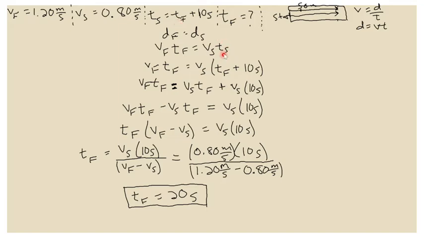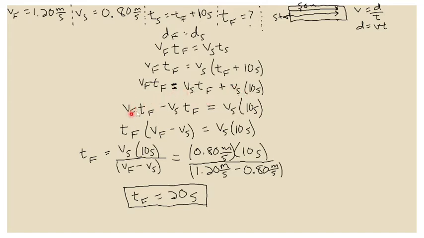So I took out the time for the son and plugged in the equation for the time for the son, which is the time for the father plus 10 seconds. So I have speed of the father times the father's time equals son speed times the whole thing, time of the father plus 10 seconds. The key detail here is that you want to distribute the speed of the son to both of those terms. So we have VFTF equals VSTF plus VS times 10 seconds.